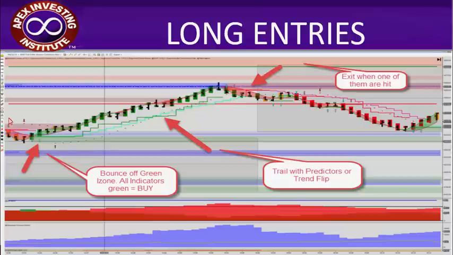That's it. The market hits a green zone, all the indicators line up green when I get the green arrow, and it breaks that by three ticks, I go long. My initial stop is at the swing low, and then as the predictors appear, I'm following my stop all the way up. So I got in right here, and I'm taking it all the way up until it comes down and hits one of these predictors and breaks it by three ticks. That's it.